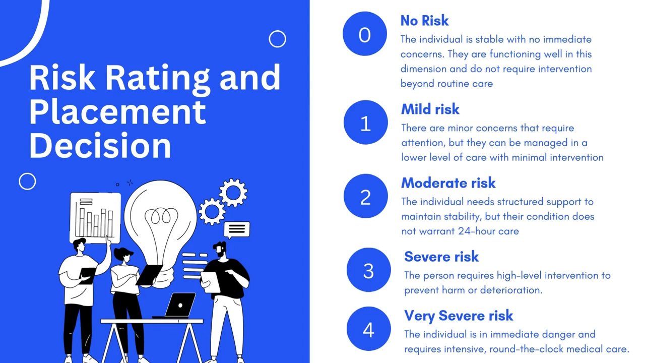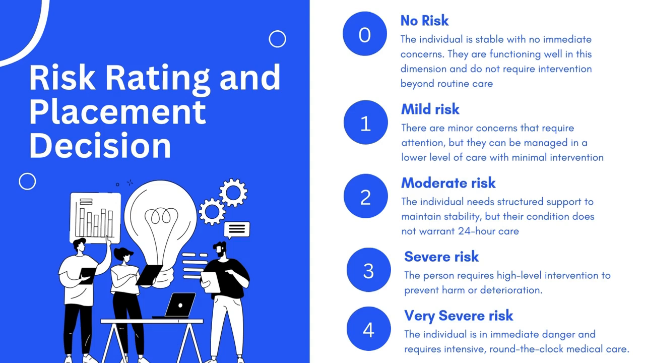And then 4 is very severe risk. The individual is in immediate danger and requires intensive round-the-clock medical and psychiatric care without delay. They face life-threatening withdrawal, self-harm, or severe medical instability. So the example here is a person with severe alcohol withdrawal, having seizures, acute suicidal ideation, or a medical emergency requiring hospital-based inpatient care. We would think of level 4.